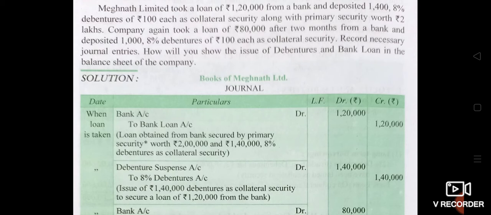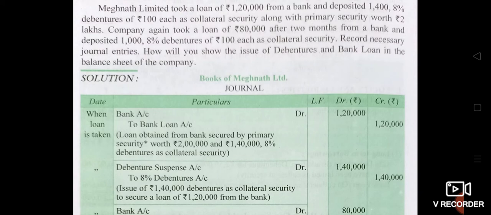Then the entry of debentures issued. While taking the first loan, they have issued 1,400 8% debentures of rupees 100 each as collateral security. So 1,400 into 100 means 1,40,000. So the entry will be debenture suspense account debit to 8% debentures account, rupees 1,40,000. You can write that, or in the narration you can also write: issue of 1,400 debentures at rupees 100 each as collateral security. Okay, this is the first loan.